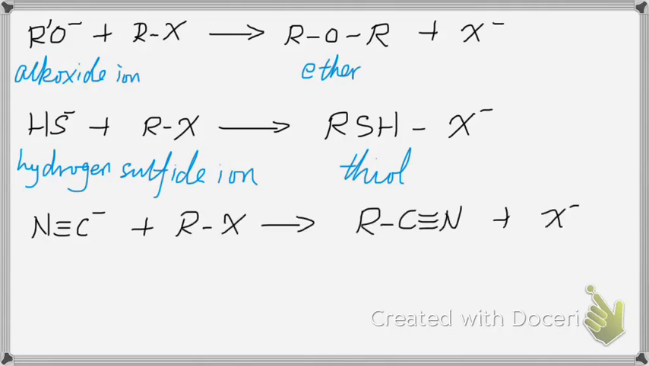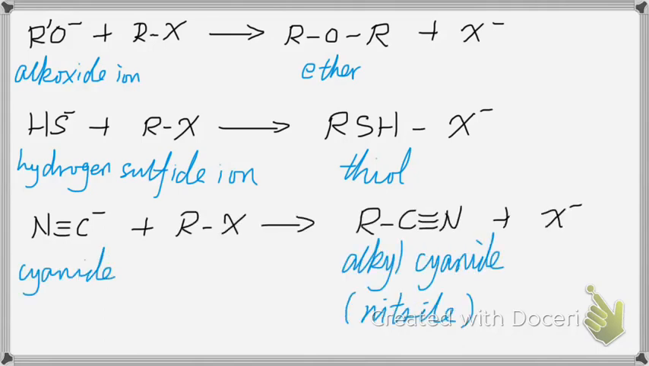And the next example, cyanide ion can serve as nucleophiles. When cyanide replaces the X, it gives the alkyl cyanide as the final product. There's another name for alkyl cyanide. It's also called nitriles. Okay?